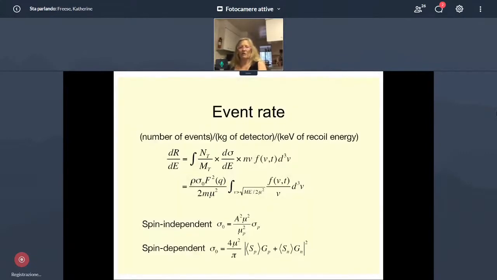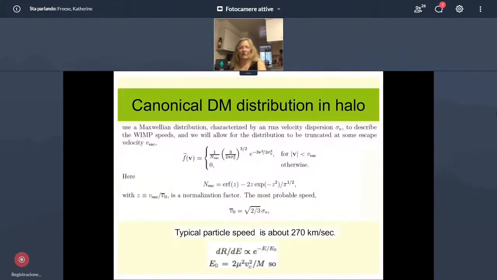So go to the third slide ahead, please. 1, 2, 1. Keep going, keep going.